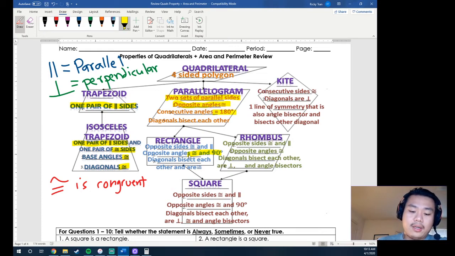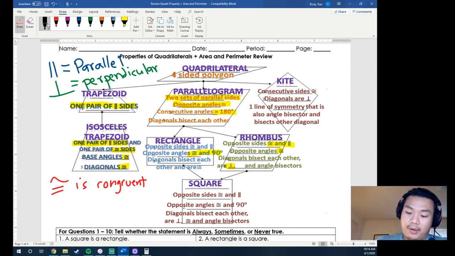A rhombus also has opposite sides that are congruent and parallel. The opposite angles are congruent, but they're not going to be 90 degrees. The diagonals bisect each other, which means they cross through each other, and they will be parallel to each other. Oh, sorry, not parallel, perpendicular. That's what this symbol means. This symbol means perpendicular. And the diagonals are angle bisectors.